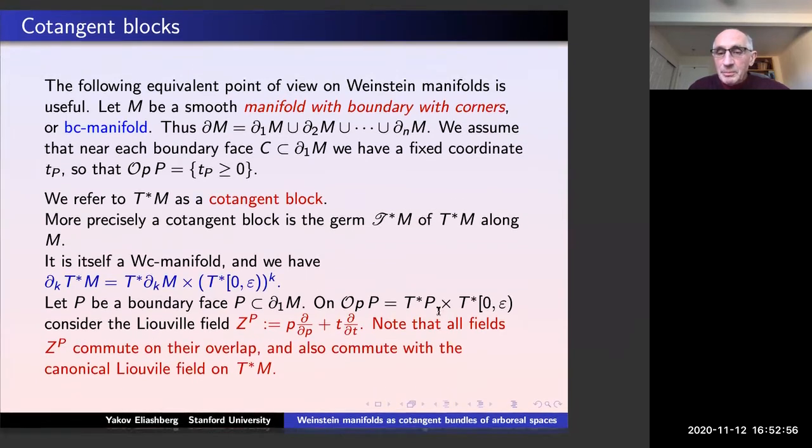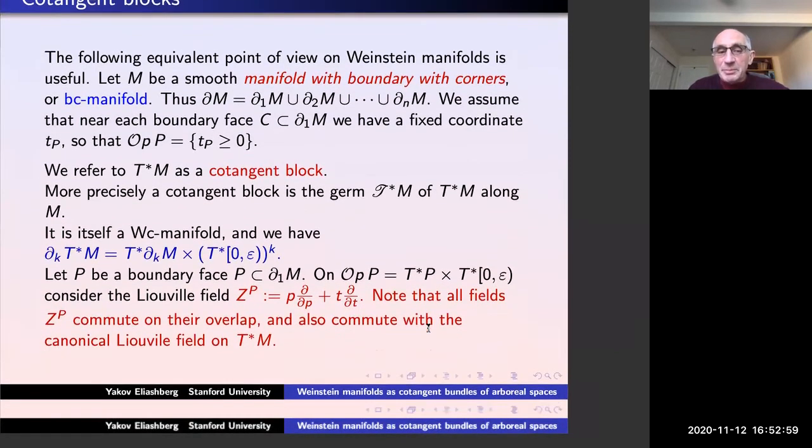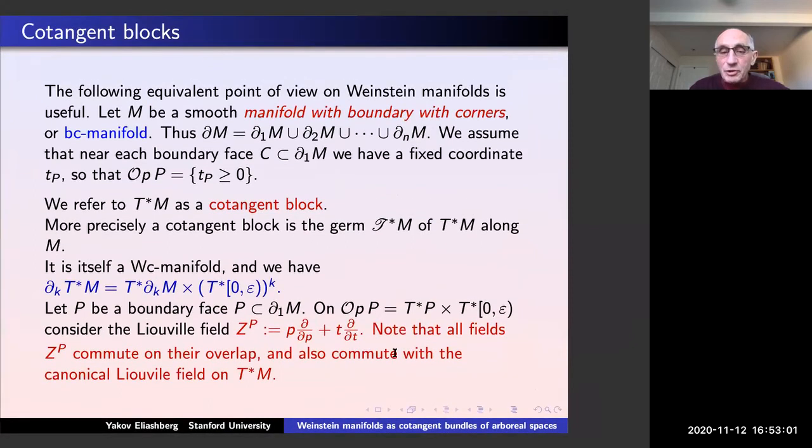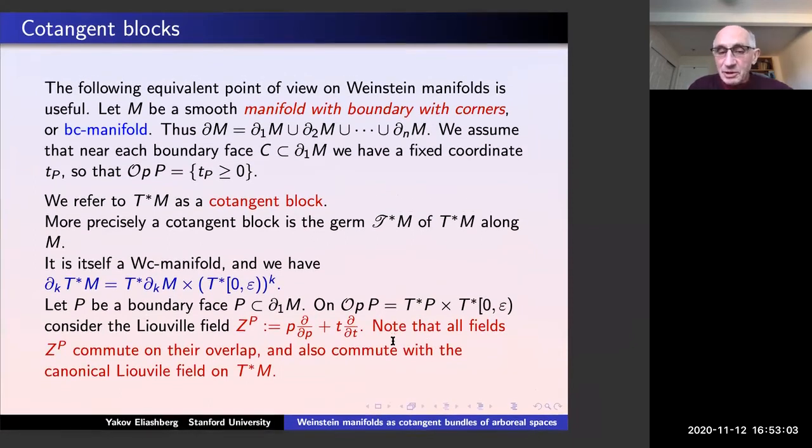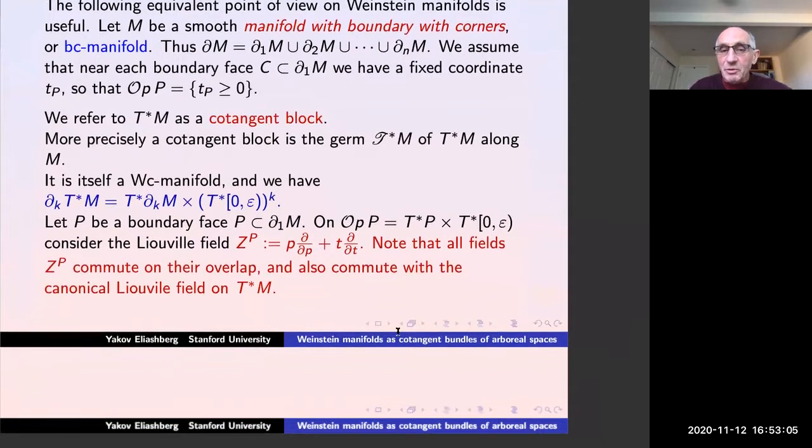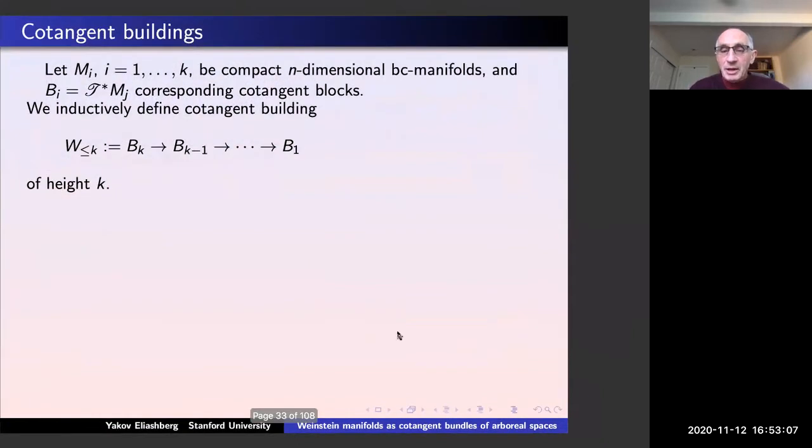So it is important that all these vector fields Z_P commute on the overlap and also commute with the standard canonical Liouville vector field on T star of M. So using this, I will define the notion of the cotangent building.